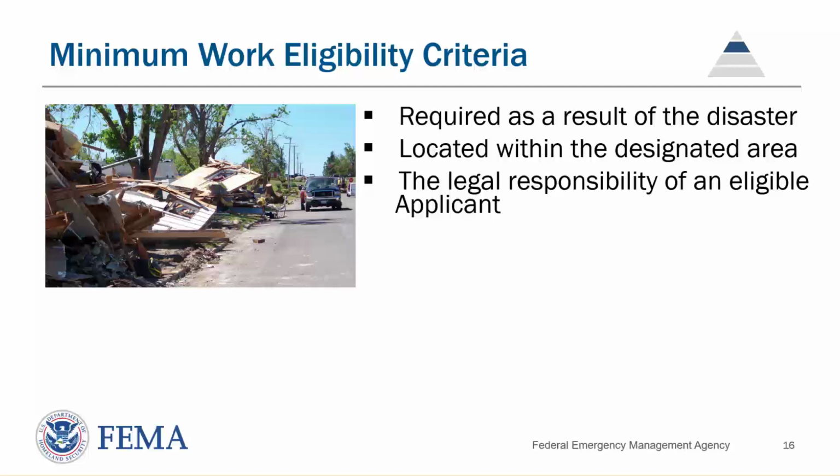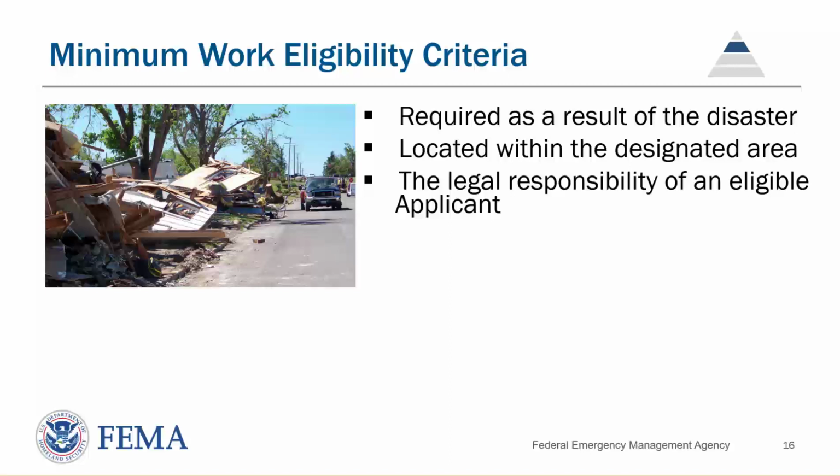Also located within the designated area. So think about public assistance declarations. Public assistance declarations are by county. Once the state is declared, particular counties within the state are declared. So if your county is declared, but the county next door is not declared, you want to make sure you're not accidentally picking up debris that's been pushed over the county line, because that would be an example of an ineligible debris pile.